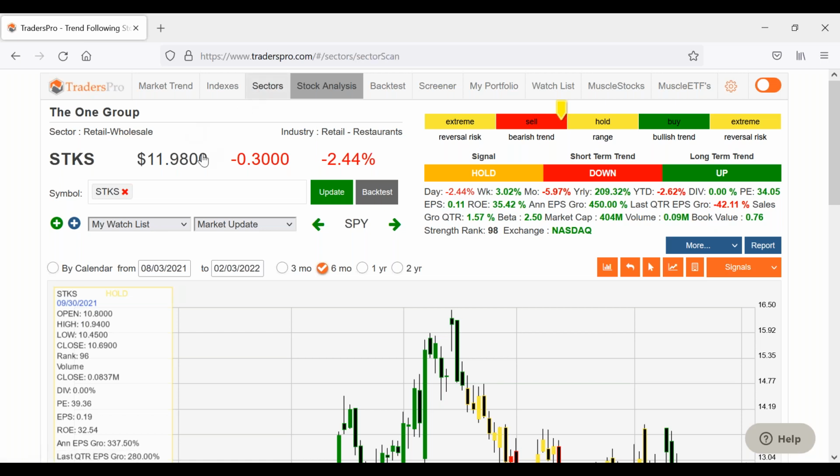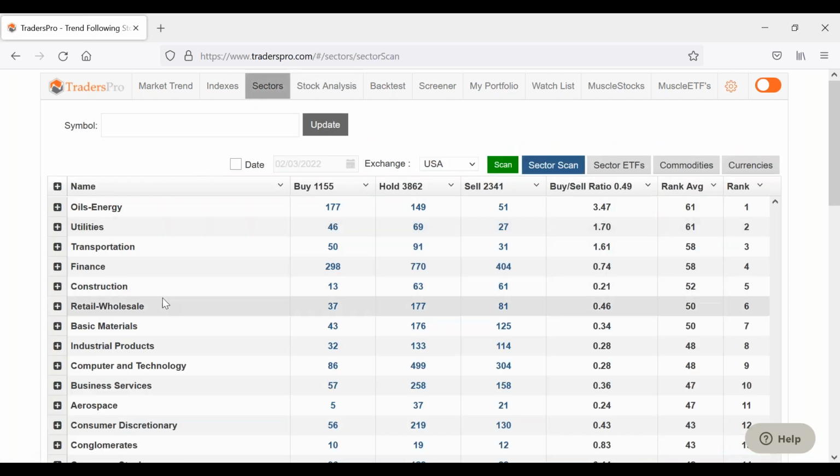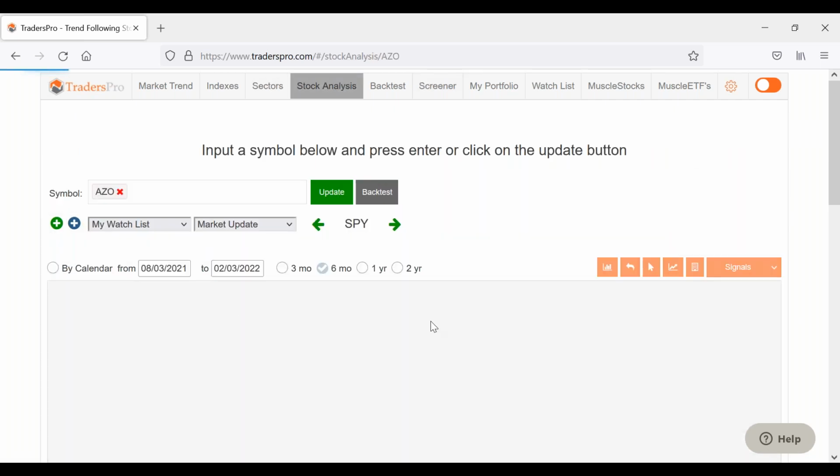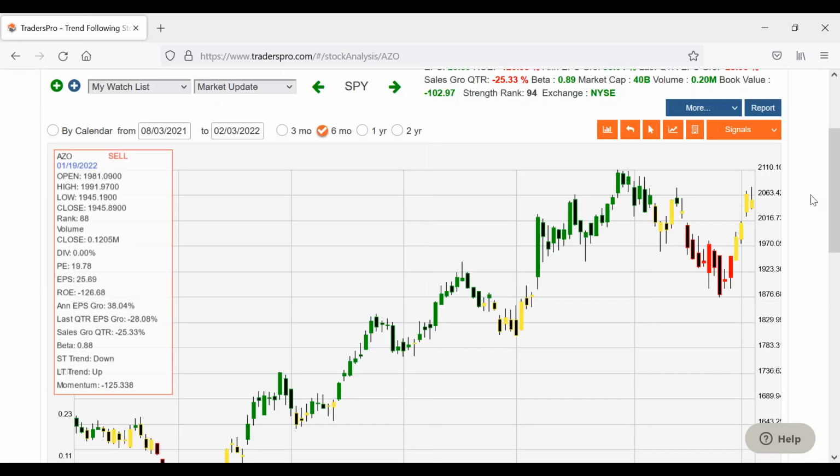But there's a couple others in retail that I liked. One was AutoZone, AZO, 94 strength rank. Had a little bit of a deeper pullback right here, but again, that's still a higher low. And it's getting ready to break out again.